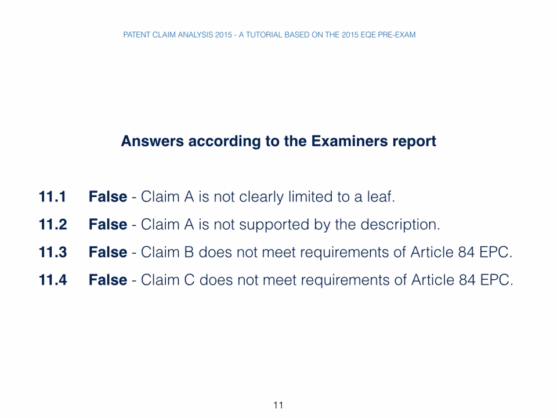Here now are the answers from the examiner's report. Statement 11.1 is false, and I add the comment, claim A is not clearly limited to a leaf. Statement 11.2 is false. Claim A is not supported by the description. Statement 11.3 is false. Claim B does not meet the requirements of Article 84 EPC, and likewise 11.4 is false. Claim C does not meet the requirements of Article 84 EPC.